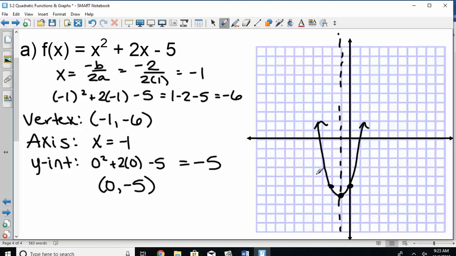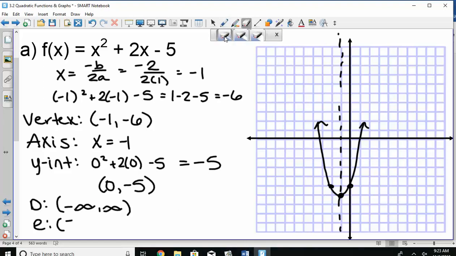Minimum 3 points, that's enough there. We've got our vertex, so we could draw our graph. What's the domain? What's the range? Negative 6 with the bracket. Is the vertex a maximum or a minimum? Minimum. The parabola is opening up.